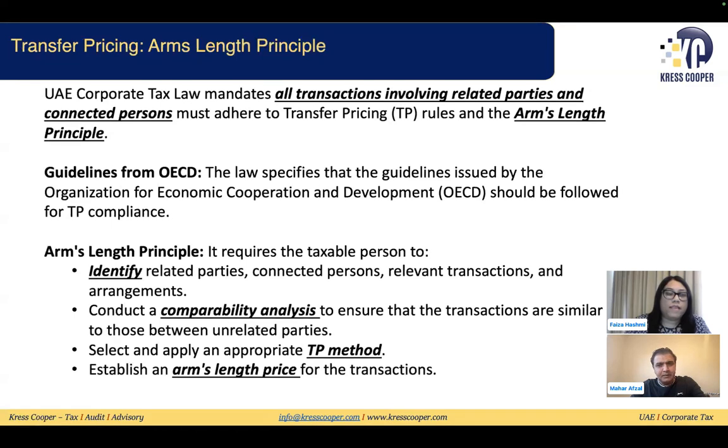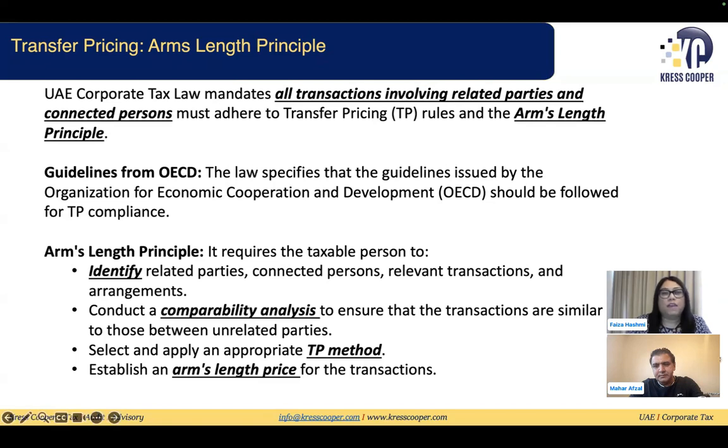So why is there a need to have these transfer pricing rules? Why do they exist? There is a need for the transfer pricing rules because the transactions which companies are doing with related parties might not be at arm's length, they might not be done in the same way as they are being done with third parties. So there is a lot of margin where profit shifting can be done from a high tax jurisdiction to a low tax jurisdiction, and prices could be set in such a way to do this manipulation.